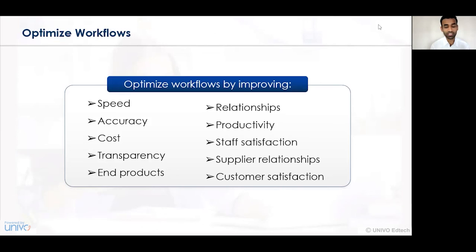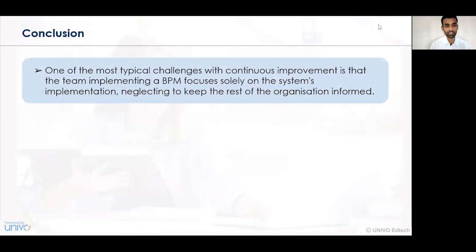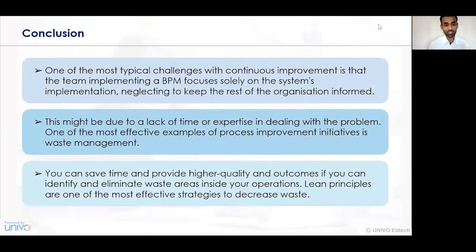By optimizing the workflow activities and implementing these considerations in the organization, process improvement and product improvement can be undertaken in a better way. Here we have identified that one of the most typical challenges with continuous improvement is the team implementation. Business process improvement management often focuses completely on systems implementation, neglecting to keep the rest of the organization informed.